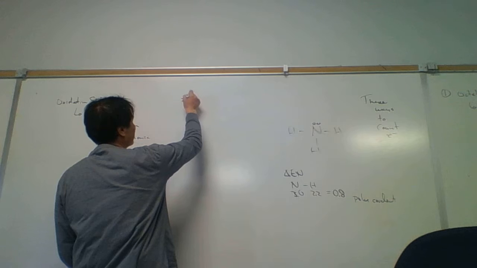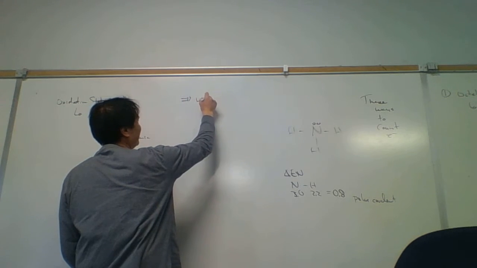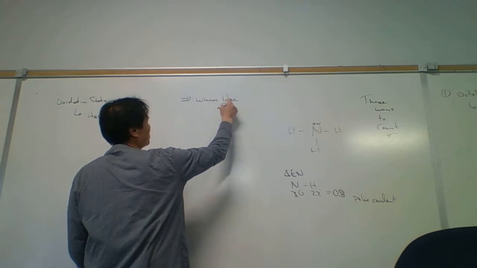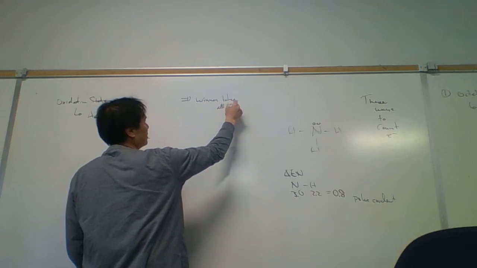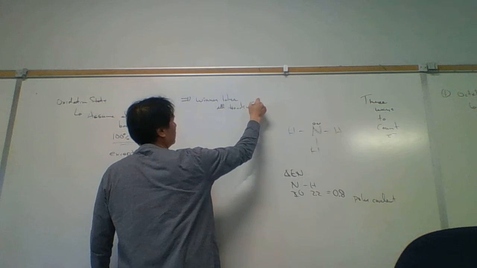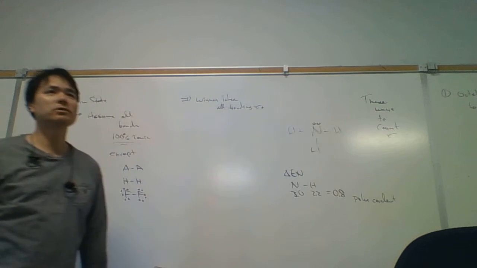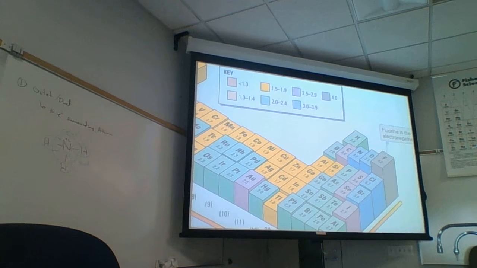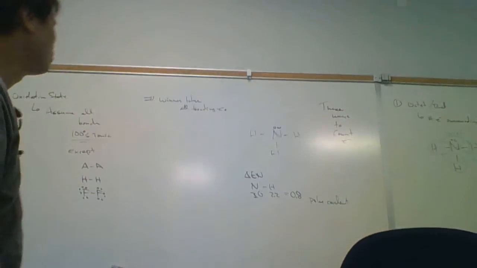When we treat it as 100% ionic, we have winner take all. Winner takes all bonding electrons. What that means, who's the winner? The winner is going to be the more electronegative species. In this case, the winner will be nitrogen or hydrogen. Which one wants the electrons more? Which one's more electronegative, nitrogen or hydrogen? Nitrogen is more electronegative at a 3.0.